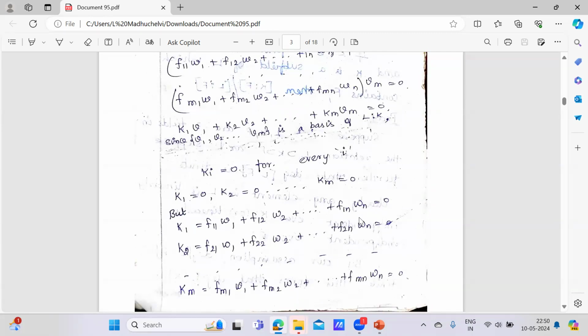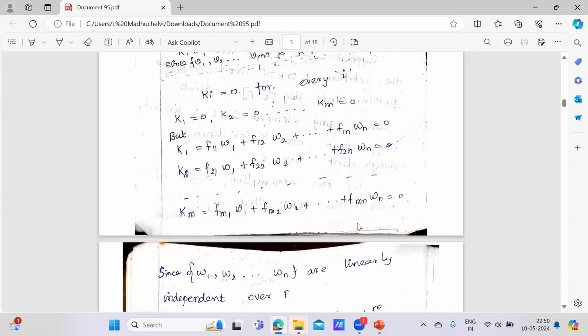We know that V1, V2, etc. Vm is a basis of L over K. So Ki equals 0 for every i. That is K1 equals 0, K2 equals 0, etc. Km equals 0. But what are K1, K2, etc. Km? K1 is the linear combination of W1, W2, etc. Wn. K2 is also like that, and so on. So we can write K1 equals F11 W1 plus F12 W2 plus etc. plus F1n Wn equal to 0.